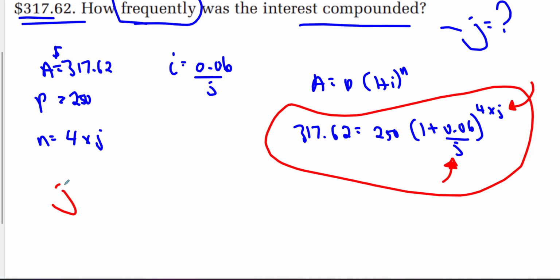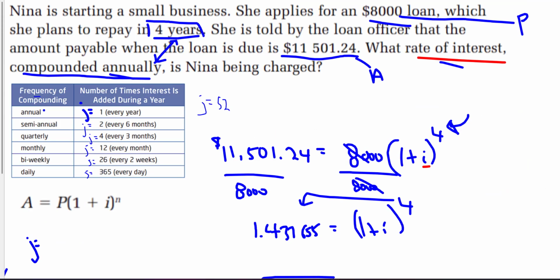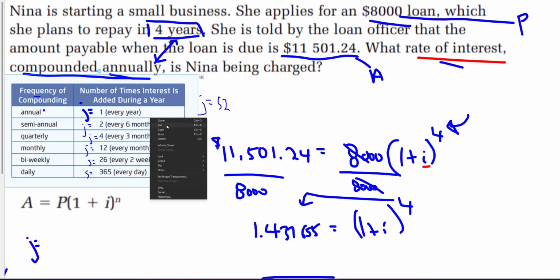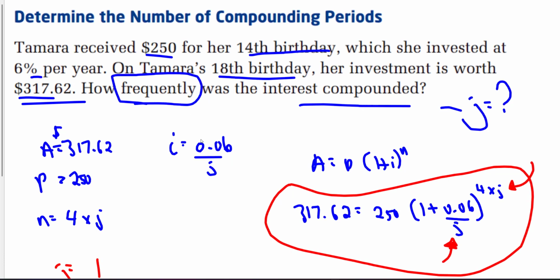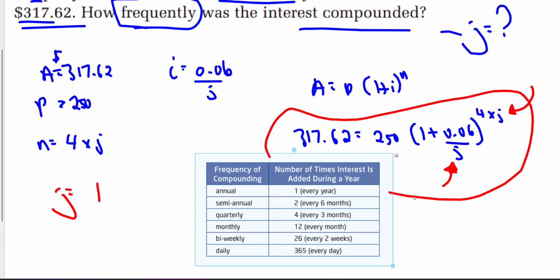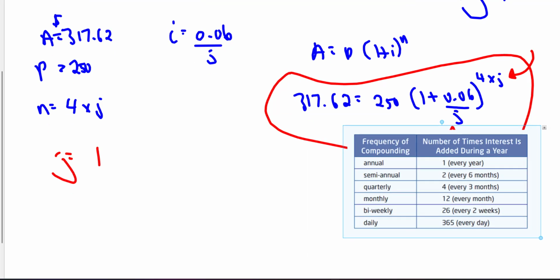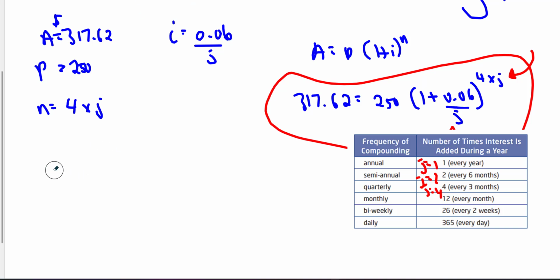Well, we know J can only be certain values. It can be 1 based on here. J can only be these values here. It can be 1. So you plug in 1, and then you see if the numbers work out, if both sides are equal. If it doesn't work out, you plug in 2, because J can be 2. So this is the way to solve it. Trial and error is the method. All right, so let's try it.